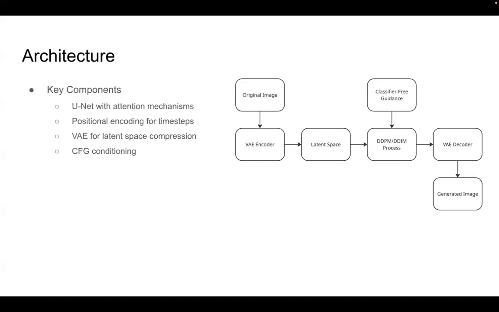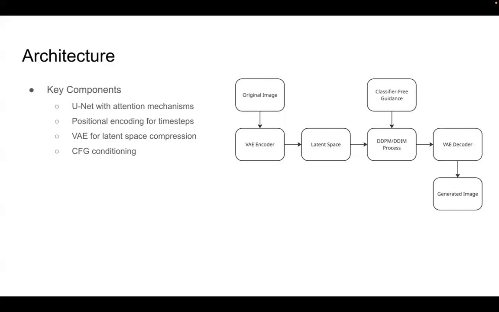The diagram here shows our overall architecture. We encode original images into a lower dimensional latent space using a VAE. The diffusion process happens in this compressed space. We inject conditional information through classifier-free guidance and finally decode back to pixel space to get our generated images. Key components include our UNet with attention mechanisms, positional encodings for time steps, and the VAE for efficient compression.